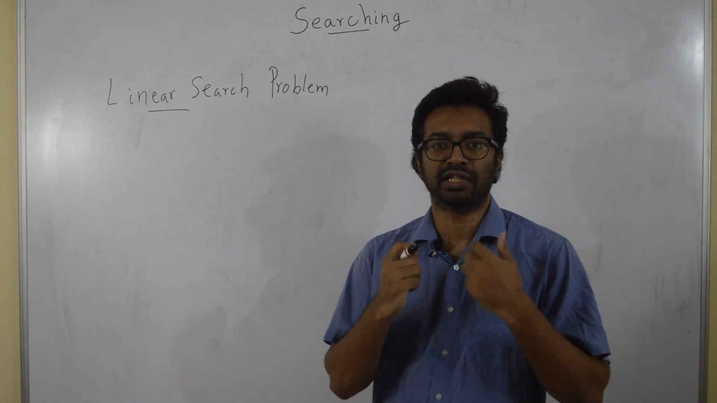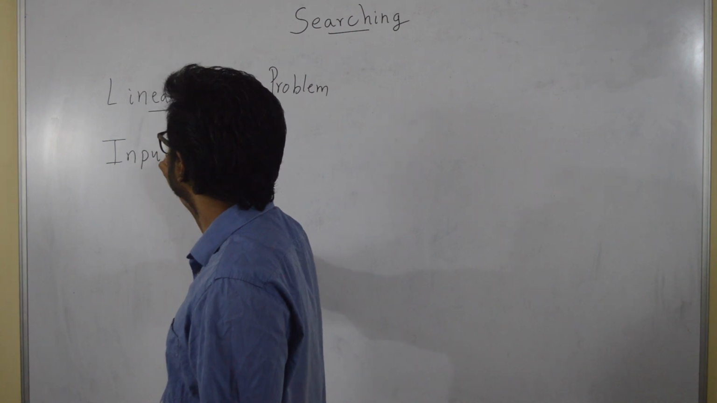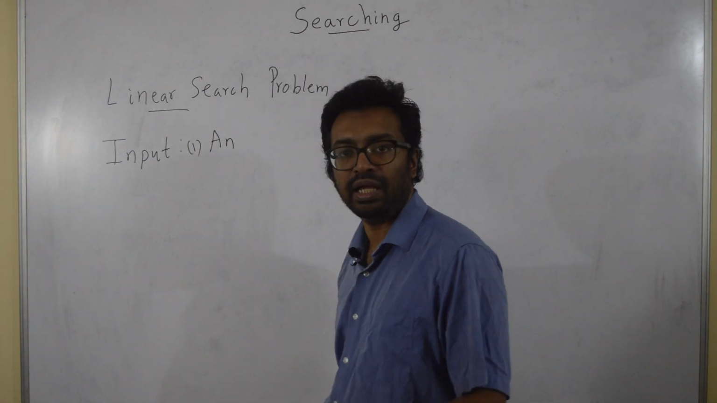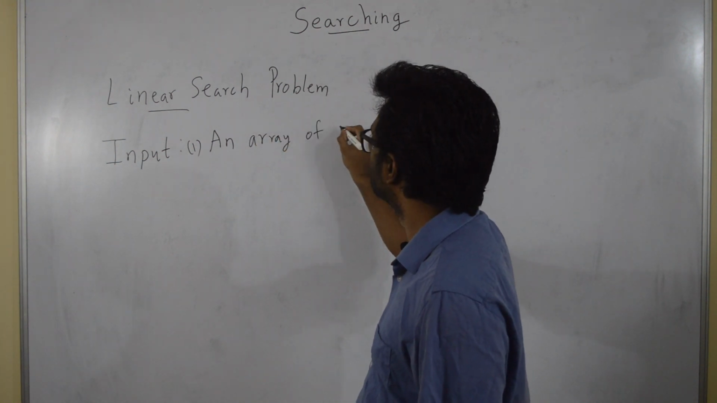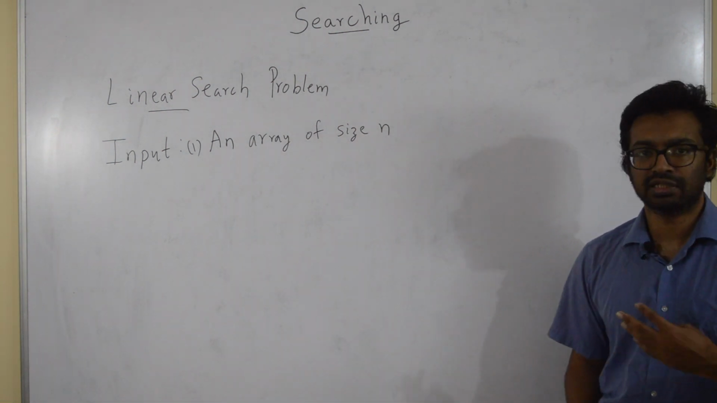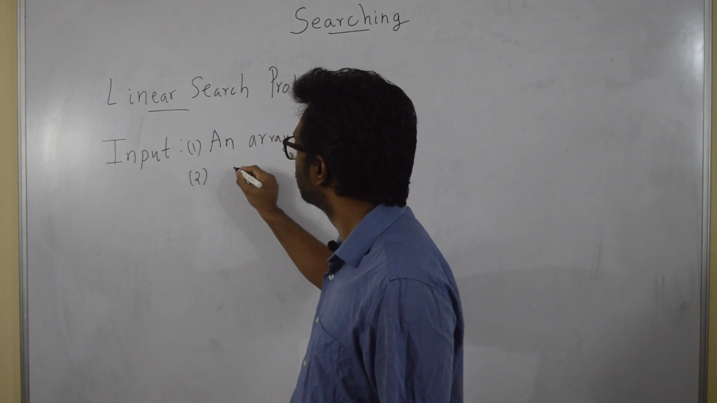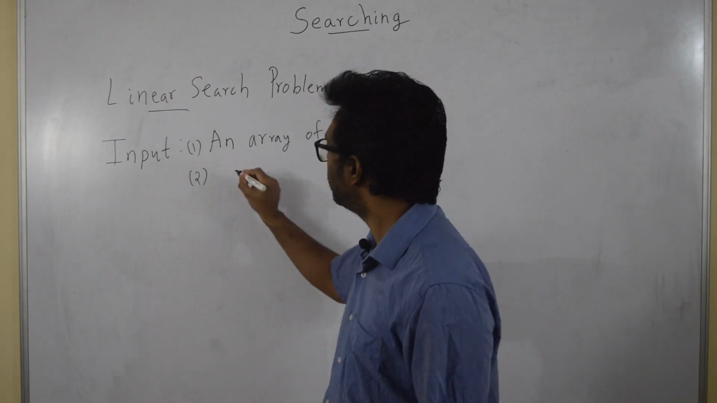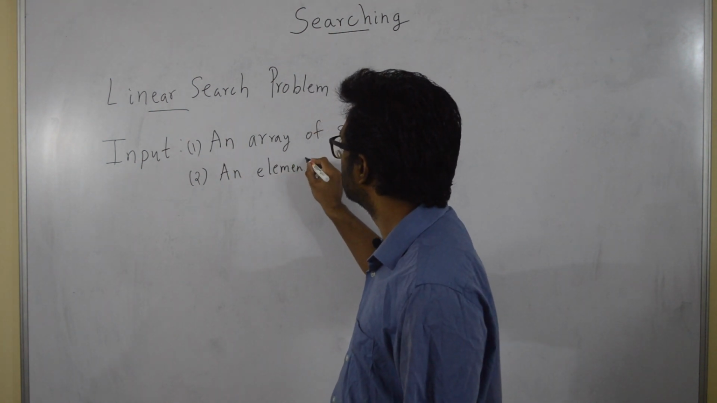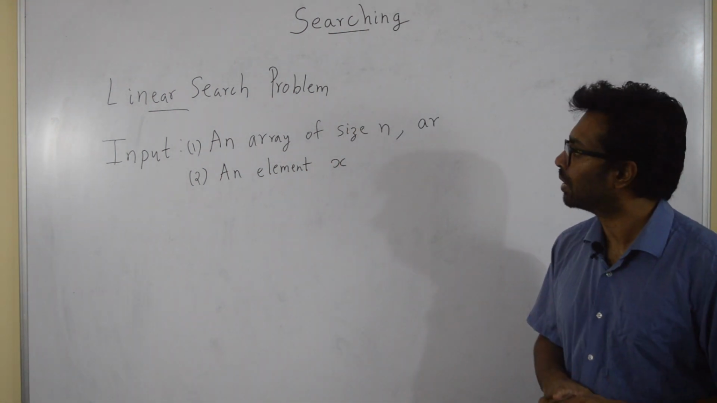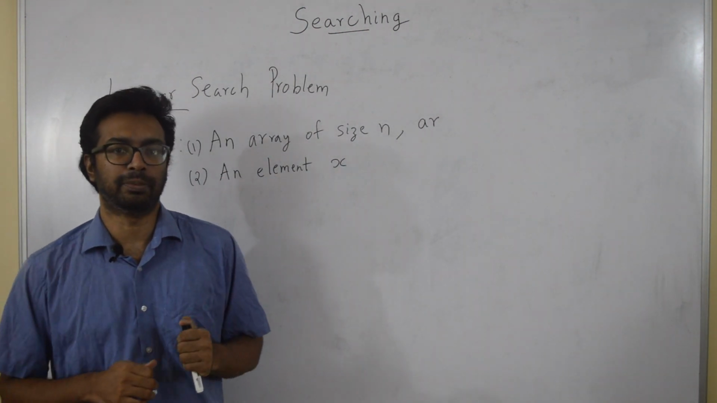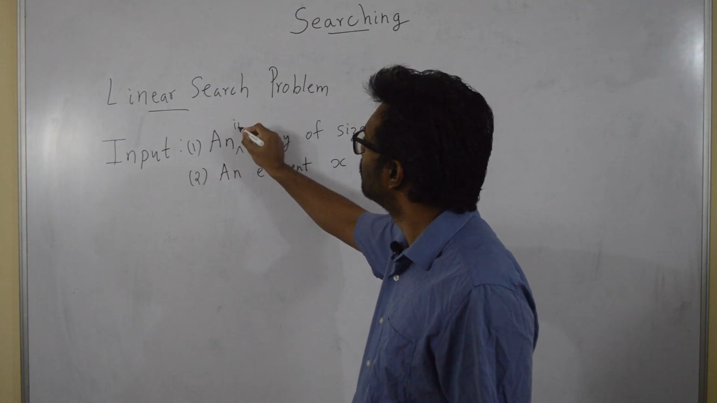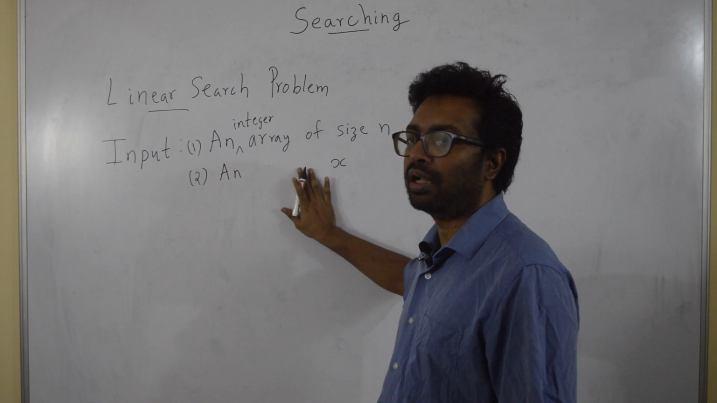What does the linear search problem take as input? The input to the linear search problem is two things. One, an array of size n, so that is an n element array. I'm going to call this array AR. And two, an element X. Most often our linear search problem is going to involve searching for integers, so you should specify in more detail that this is an integer array, and an integer X.